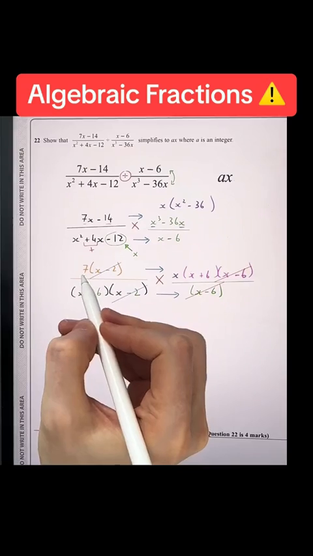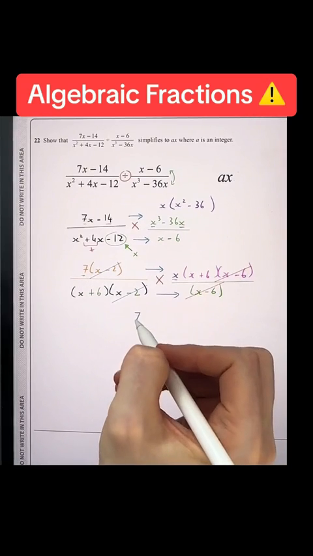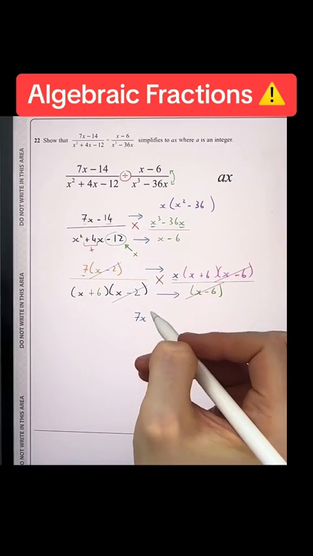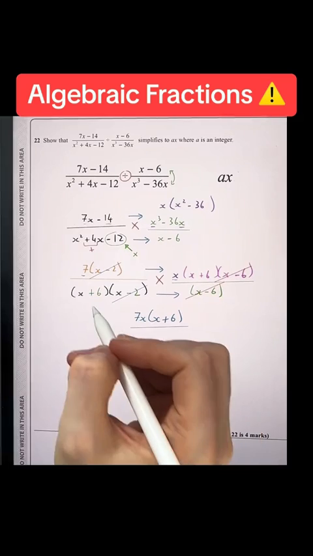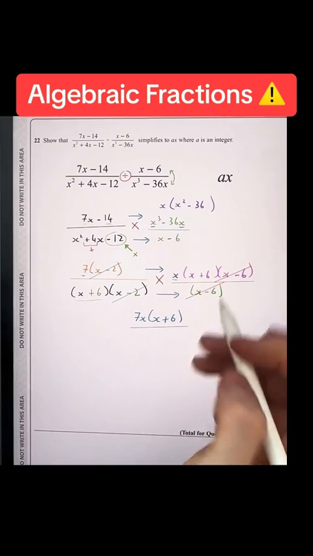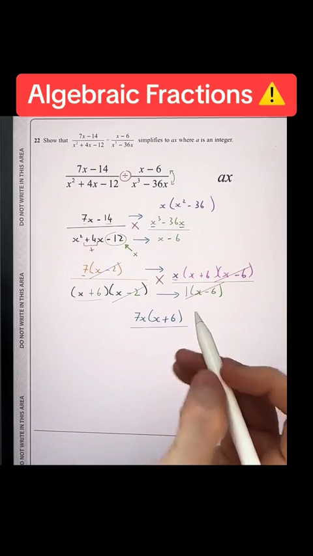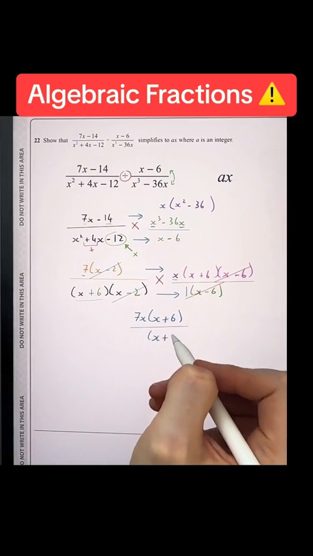On the top here, I've got 7 multiplied by x, which will give us 7x. And we're still multiplied by single brackets of x plus 6. On the bottom here, I've got x plus 6 multiplied. This is cancelled, so the number's just 1. Well, x plus 6 in brackets times 1. That's just simply x plus 6.